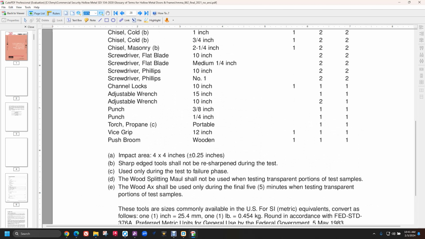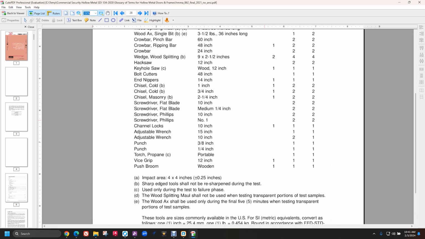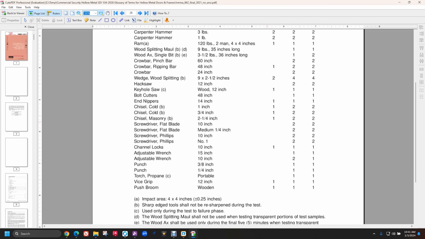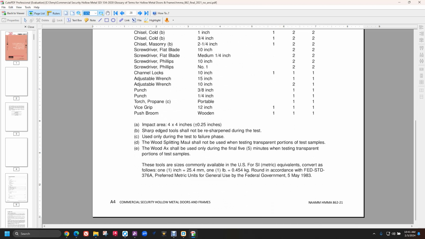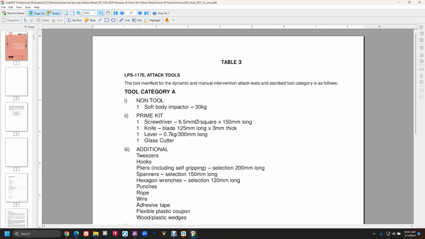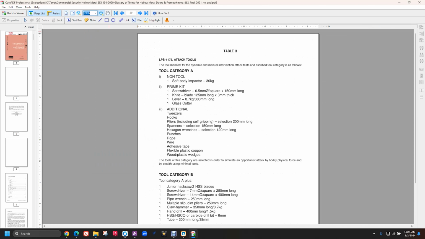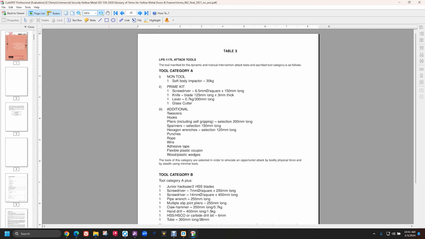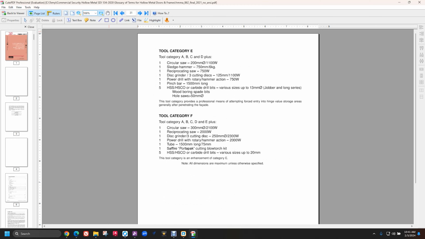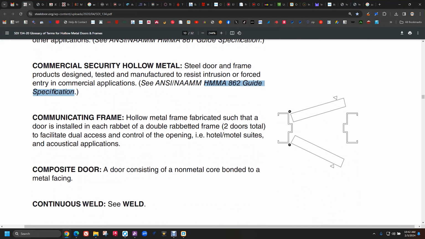So really fascinating that the standard tells us this is what it has to survive. X people for Y minutes with Z tool. So really, really interesting. I don't know that I have anything else highlighted. Yeah, there's just more information regarding those tools and the tool categories under attack tools. Really, really fascinating.